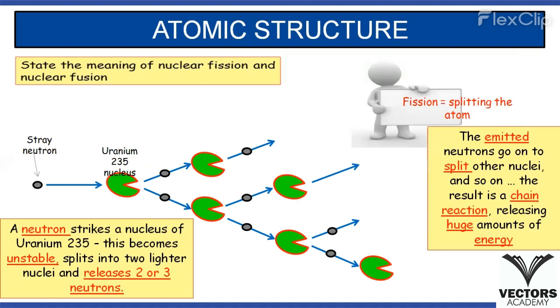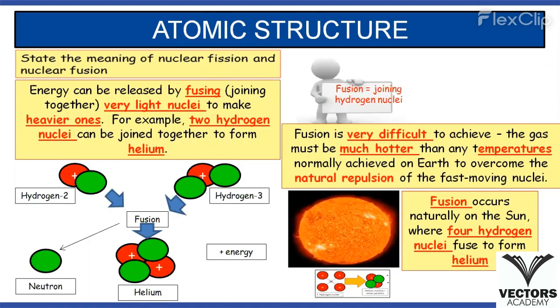Now, what do you mean by nuclear fission and nuclear fusion? Fission means splitting of an atom. So, when a neutron comes in contact with uranium, it splits into two different particles. This is called fission. When it does, it releases a very big amount of energy. So, that is how fission takes place.